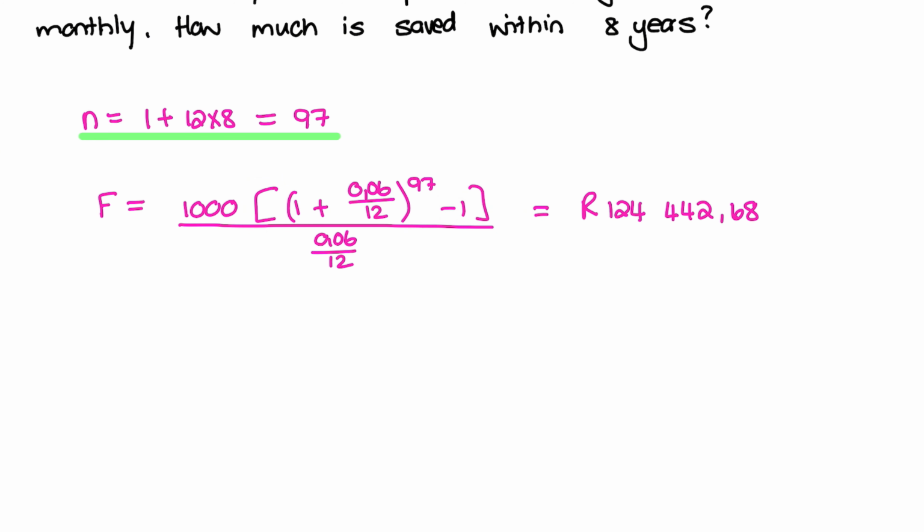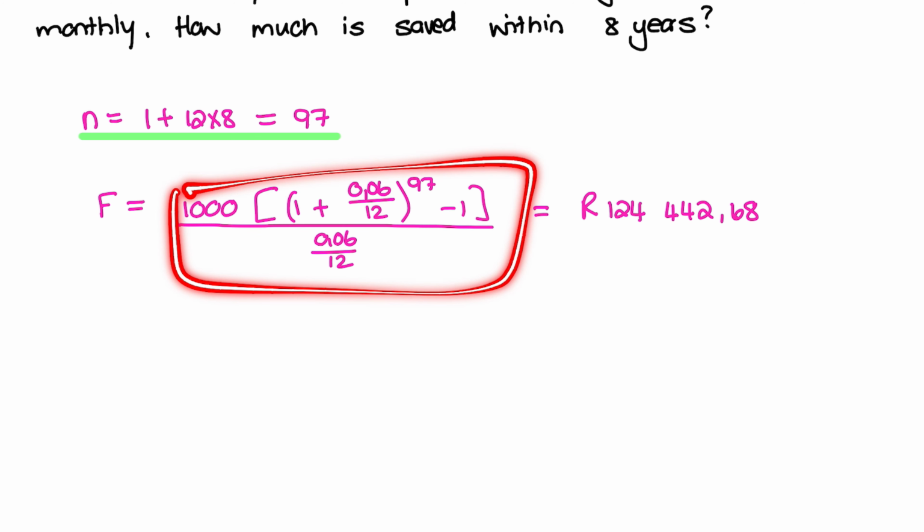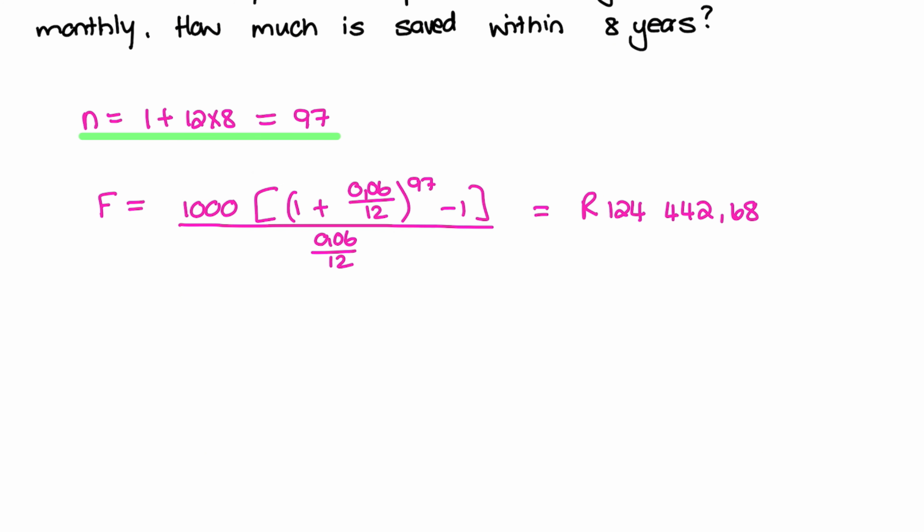One of the biggest mistakes I see students make is they forget to enclose those brackets, and then this -1 is standing by itself, and then they get a wrong answer. So practice using your calculator when entering in this information to get to your final answer. So once you have done all the substitution on paper, you can plug it into your calculator and you'll find the final answer is 124,442 Rand and 68 cents.